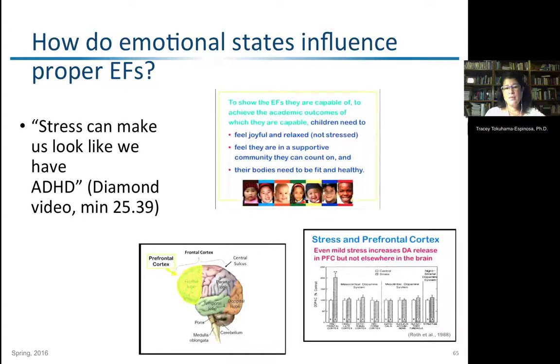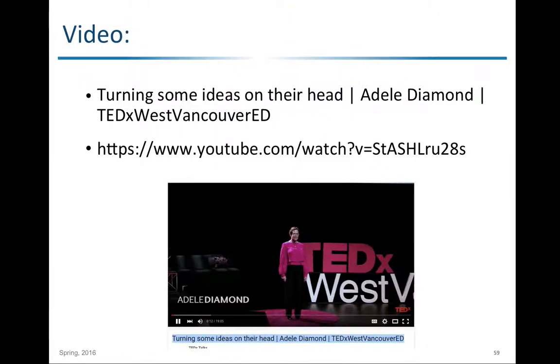And their bodies need to be fit and healthy. And with all of those things in place to allow for successful executive function development, and therefore all of the benefits that come with strong executive functions, including academic success. Now we're going to watch a video of Adele Diamond explaining executive functions.